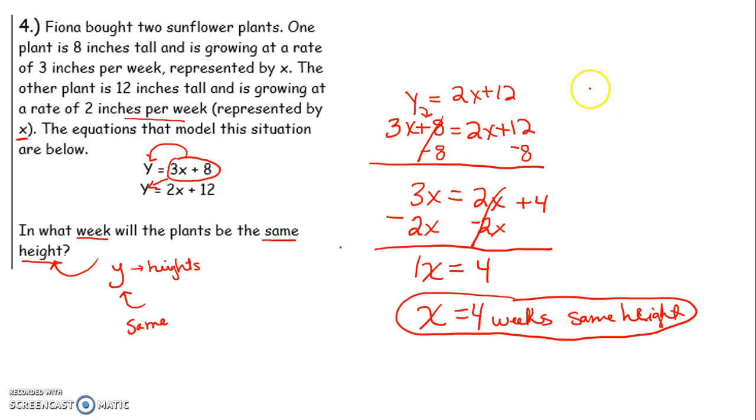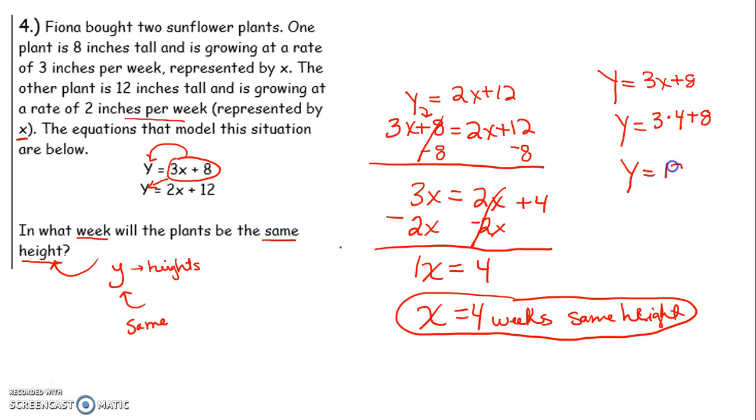This plant, y equals 3x plus 8. Let's see how tall it will be after 4 weeks. So y will be 3 times 4 plus 8. It's growing at a rate of 3 inches per week. It's going to happen for 4 weeks.